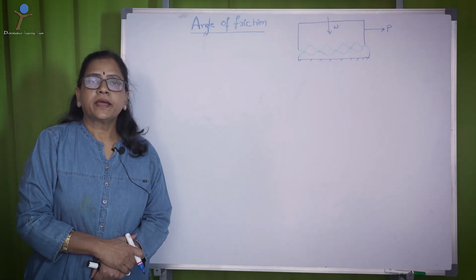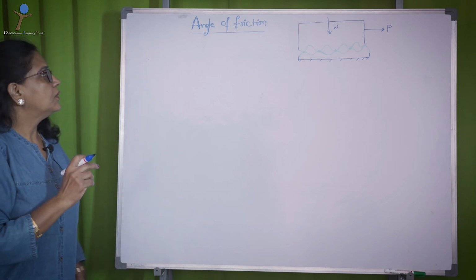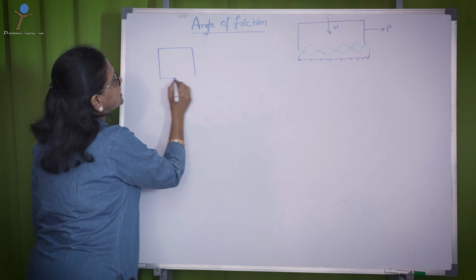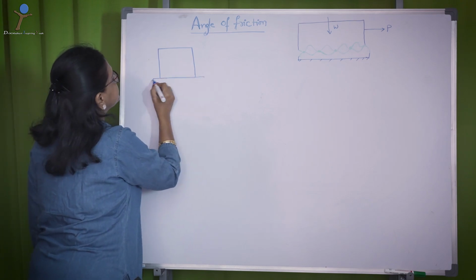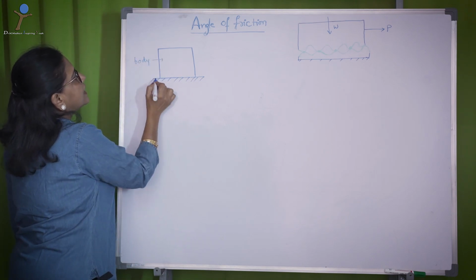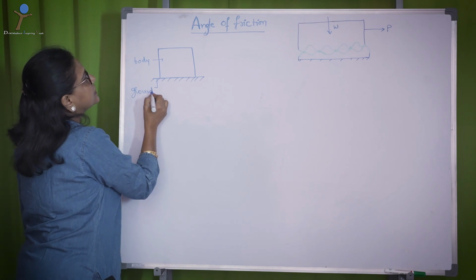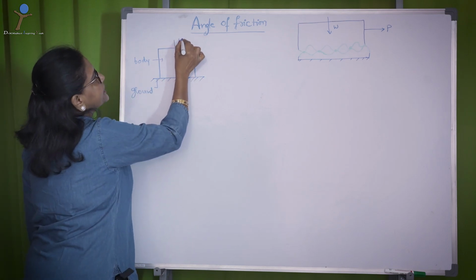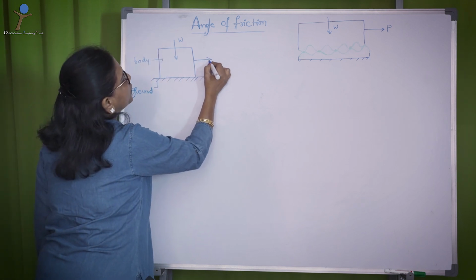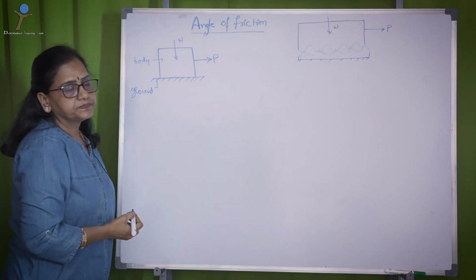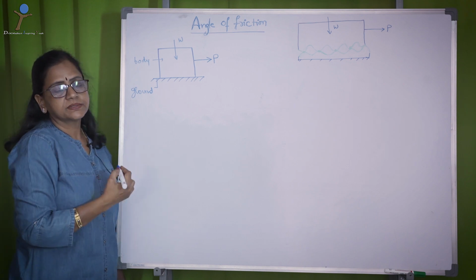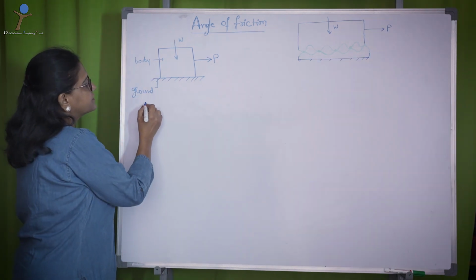So let us understand what is angle of friction. Now, imagine a body is resting on a ground surface. This body, and this is ground, has a weight W, and this body is now being pulled with an external force P. To understand the forces that are exerting on this body, let us first draw a free body diagram.